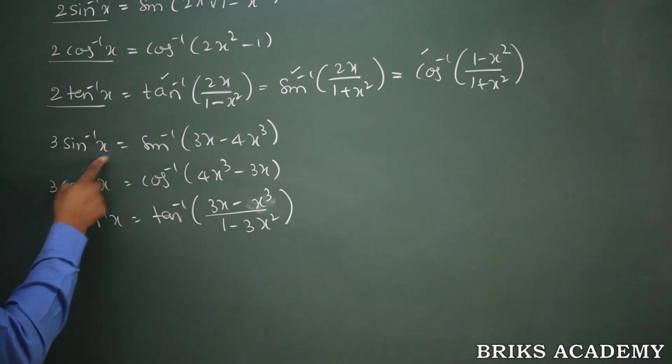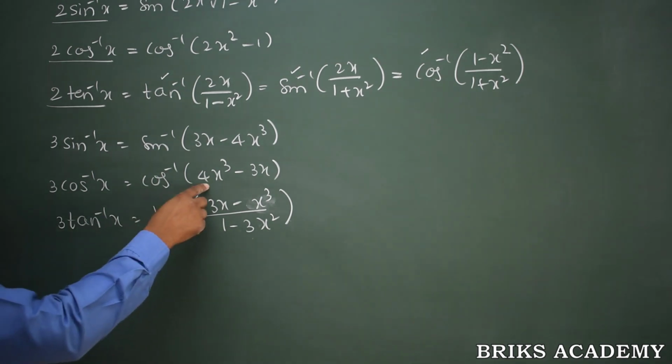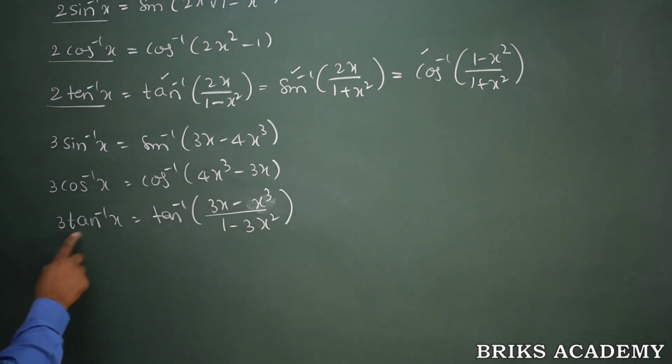3 sin inverse x formula: sin inverse of 3x minus 4x cube. 3 cos inverse x is equal to cos inverse of 4x cube minus 3x. 3 tan inverse x is equal to tan inverse of 3x minus x cube by 1 minus 3x square. Similarly, we can make use of this also.